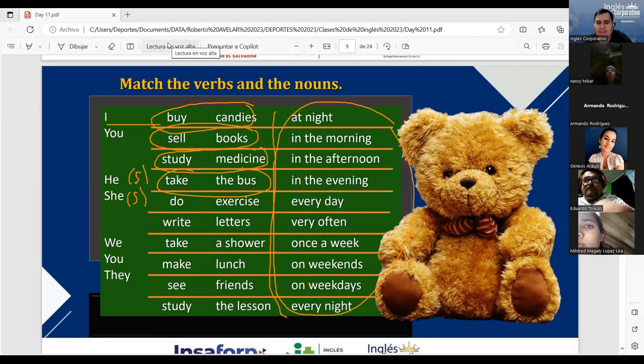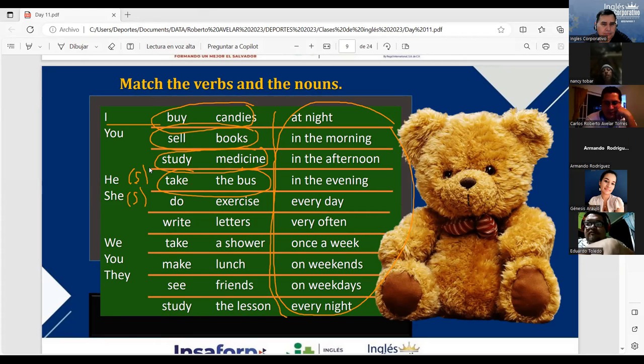You buy candies on weekends, or you buy candies very often. You buy candies every day. So combine them as you want. Okay, practice. Okay. I buy candies on weekends. You sell books.